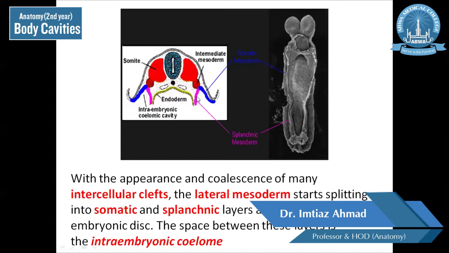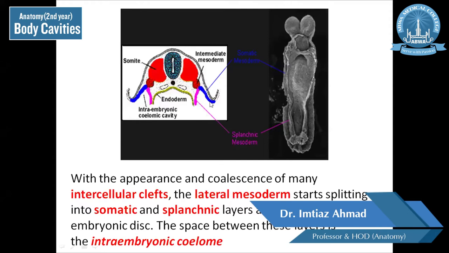Now in the lateral mesoderm, there appear small cavities or intercellular spaces. They unite and form a single space over here. And that space is the intraembryonic coelom. I repeat, the lateral mesoderm splits in two layers by formation and union of the small cavities in the lateral mesoderm. And this is the intraembryonic coelom.